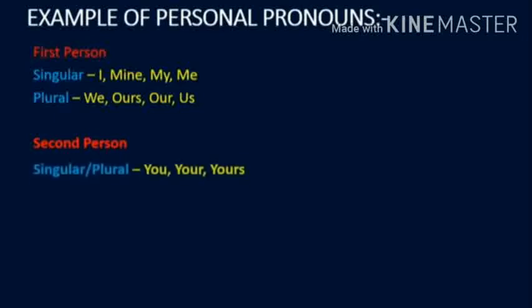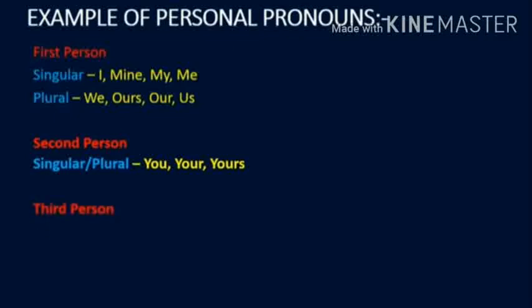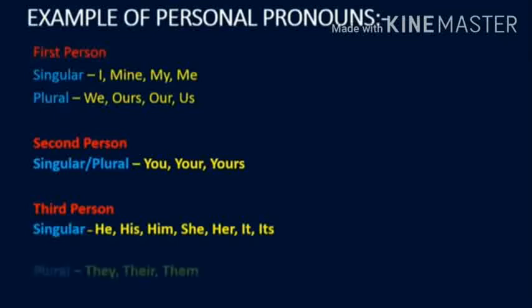For the second person, singular and plural are the same. So they are you, your, yours. The third person singulars are he, his, him, she, her, it, its. And again, the third person plurals are they, their, and them. Please remember the chart. This is an important chart, my dear children.